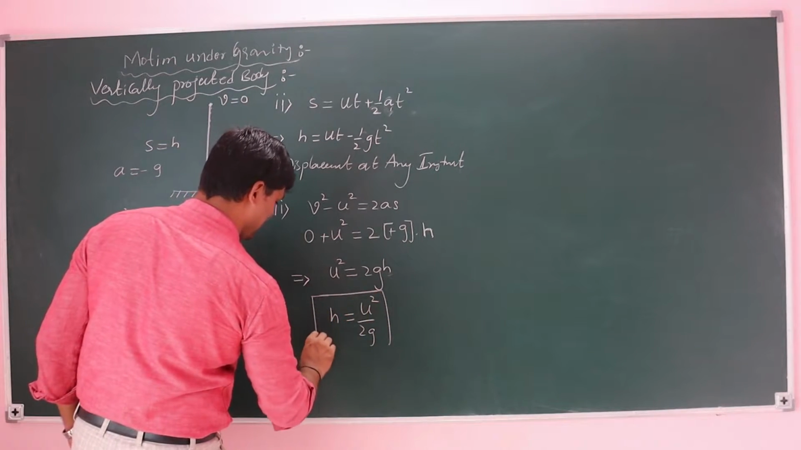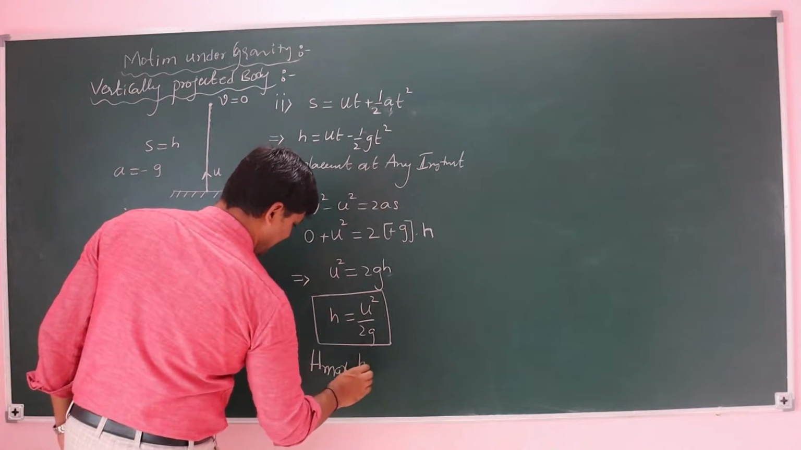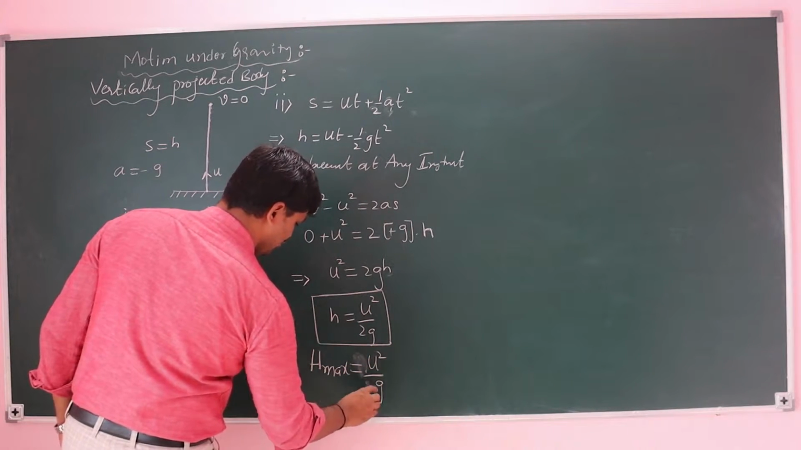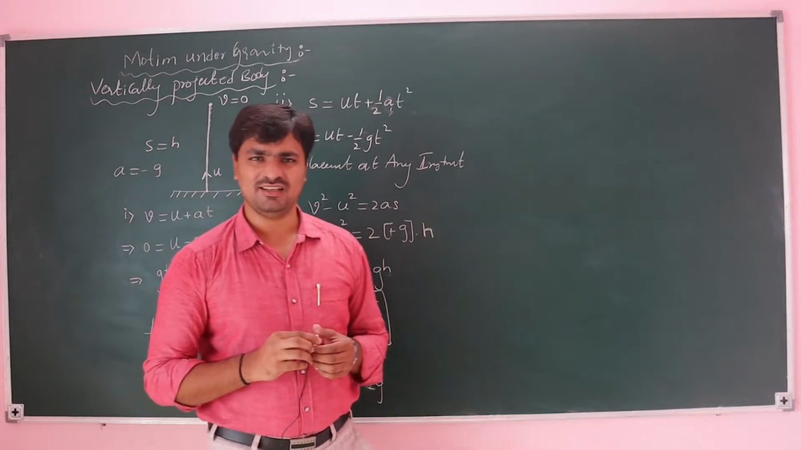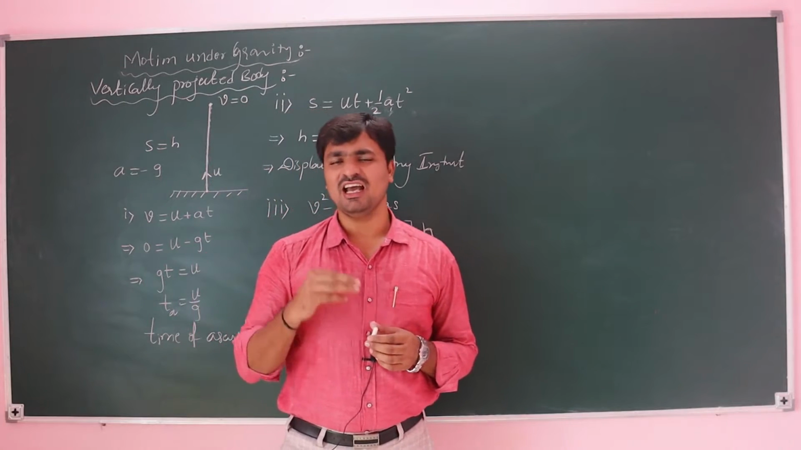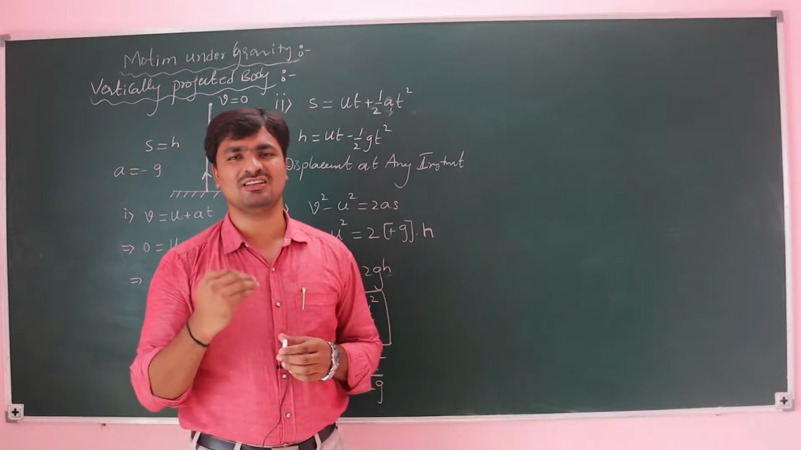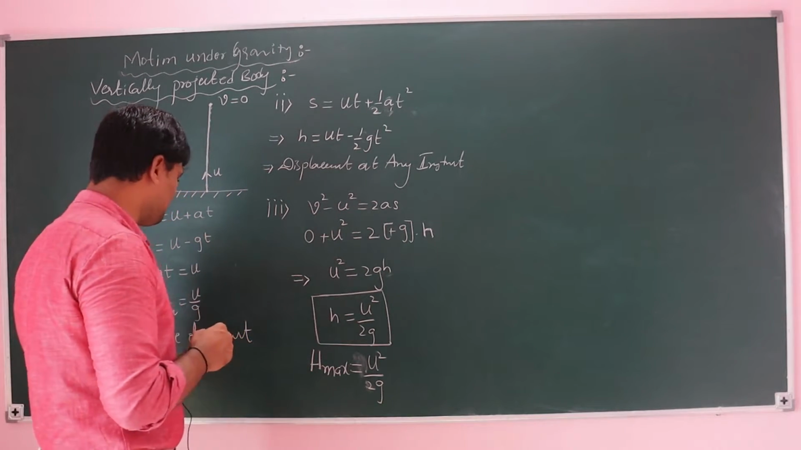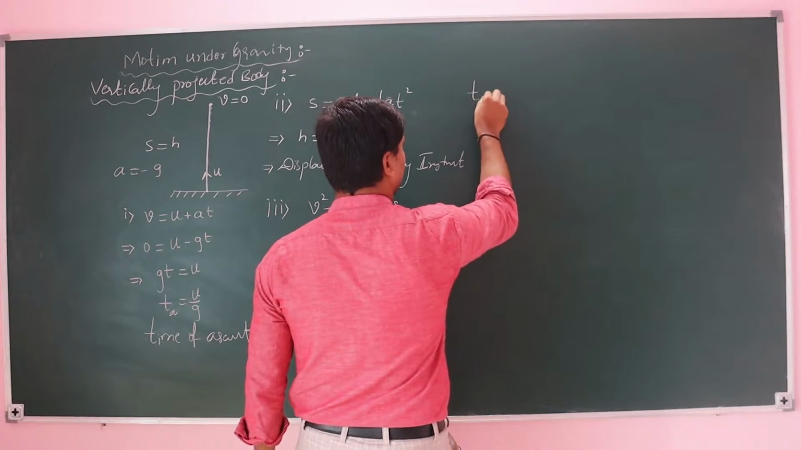This h is named the maximum height. What is the meaning of maximum height? The definition: for a vertically projected body, the point at which the final velocity is 0, and that displacement or height, we name the maximum height. So here we got two major equations. One is the time of ascent, how much?